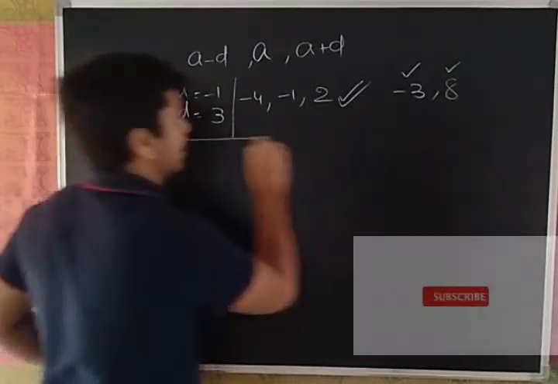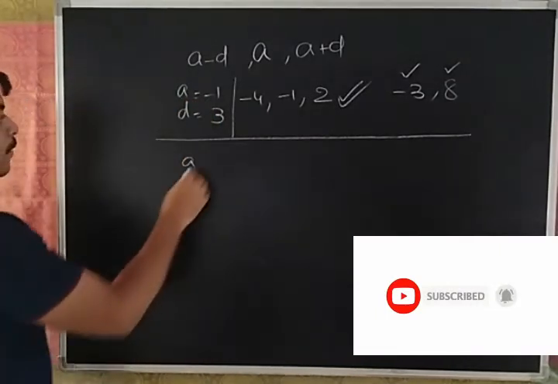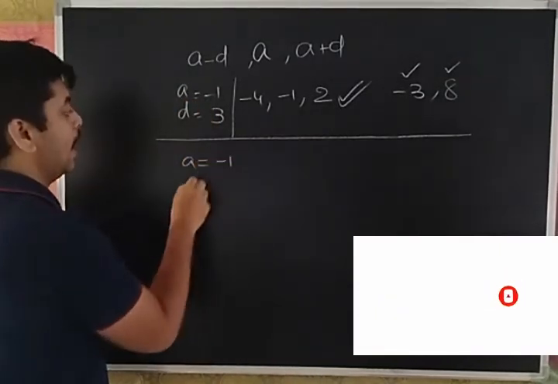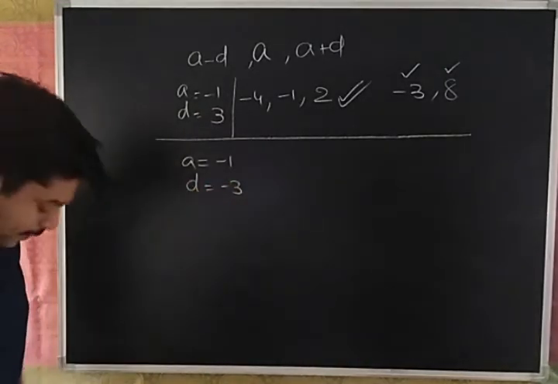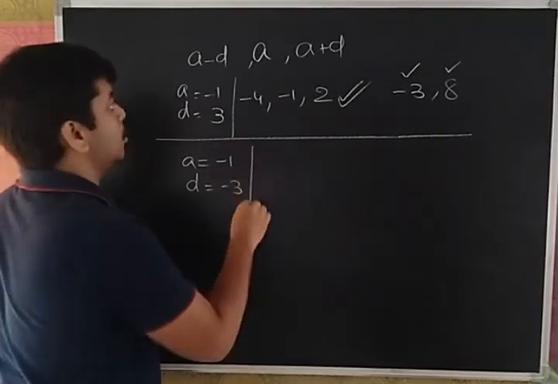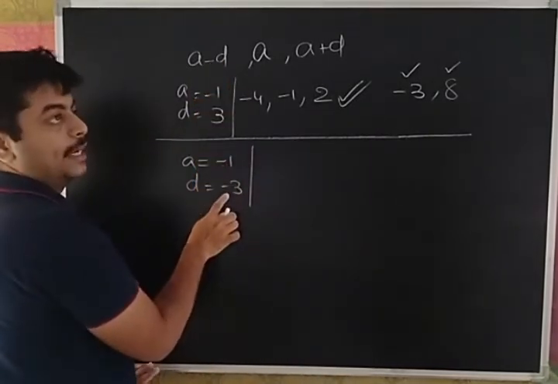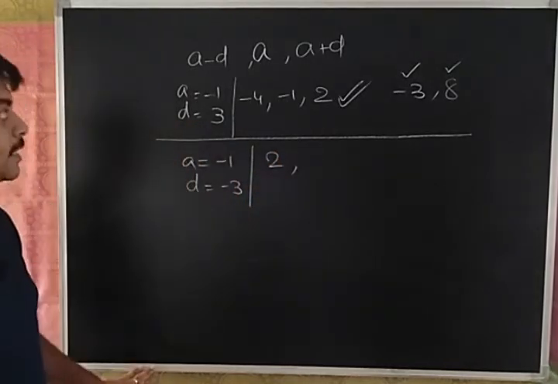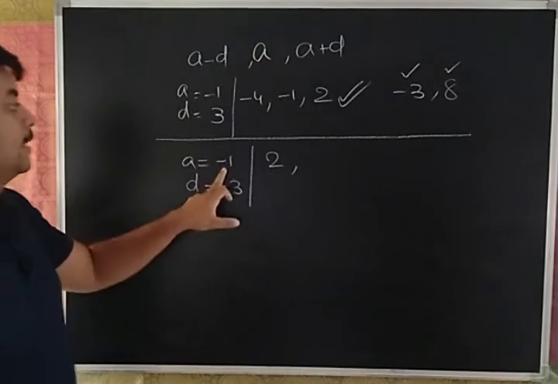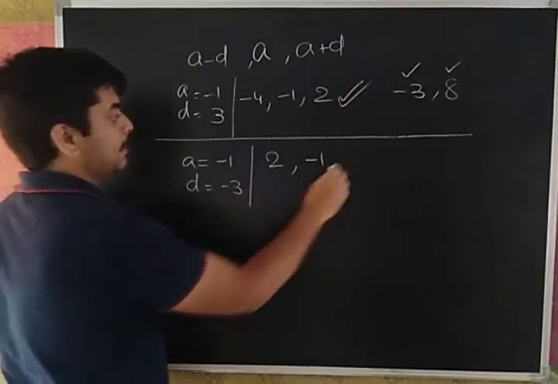The next type of sequence is where A is equal to minus 1. And now let us take the common difference as minus 3. So what is the first element? A minus D. Minus 1 minus of minus 3. Minus 1 plus 3. It gives you 2. Next is A. A is minus 1. A plus D. Minus 1 minus 3, minus 4.